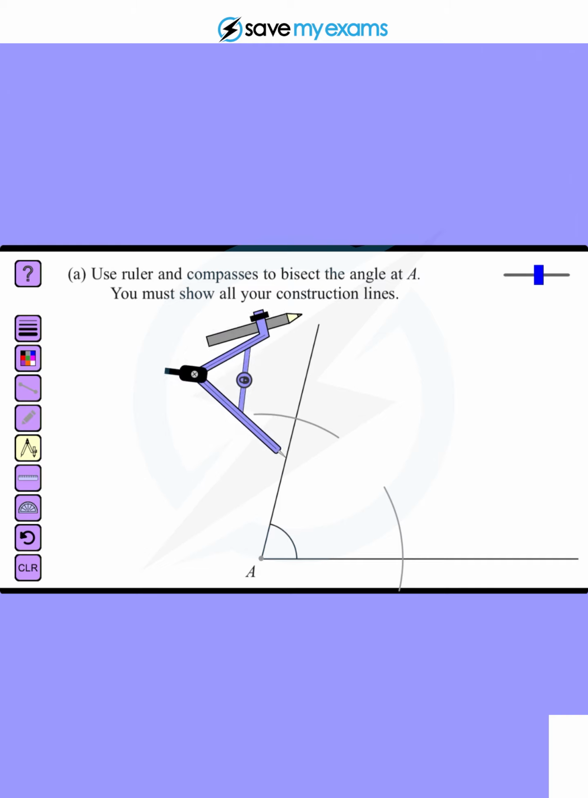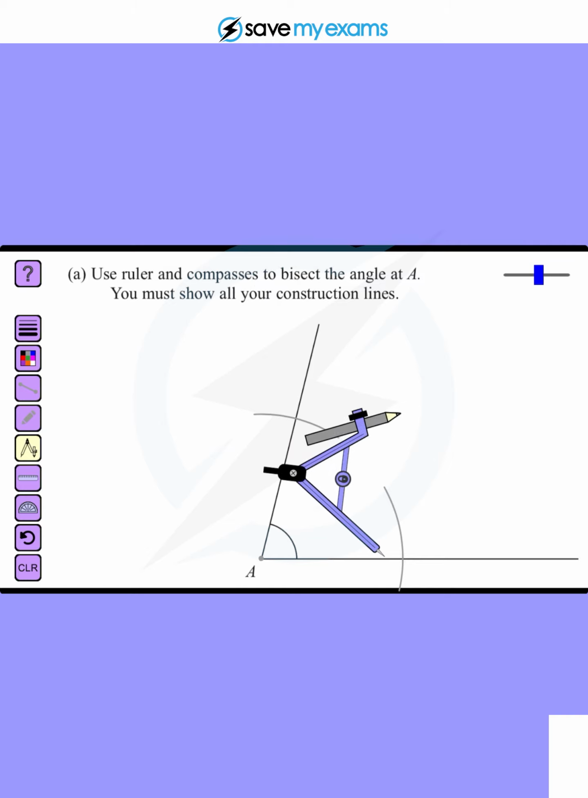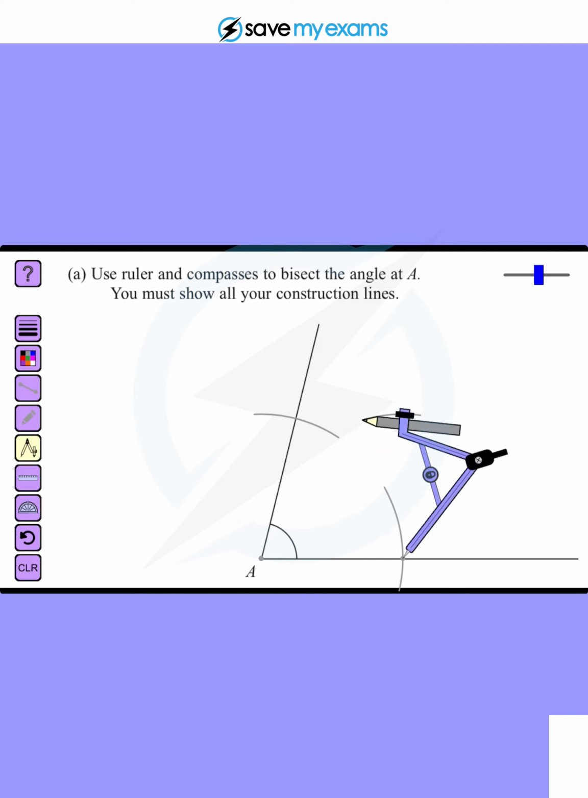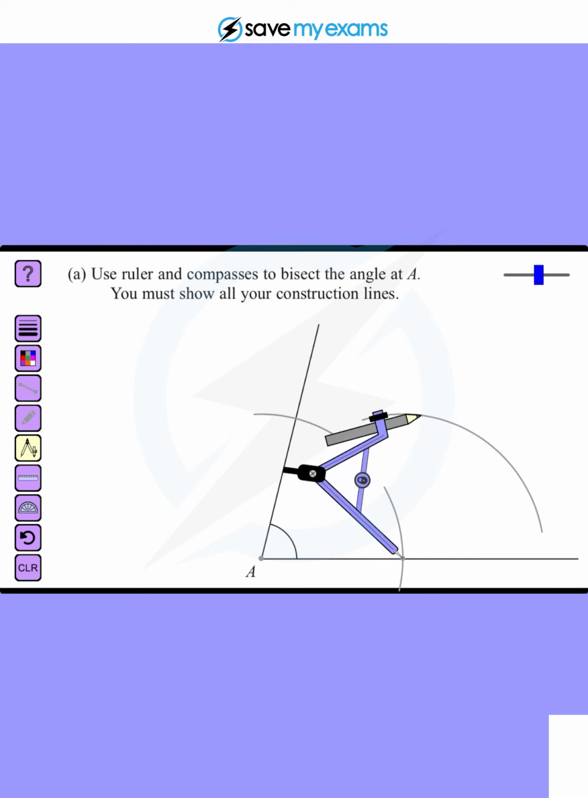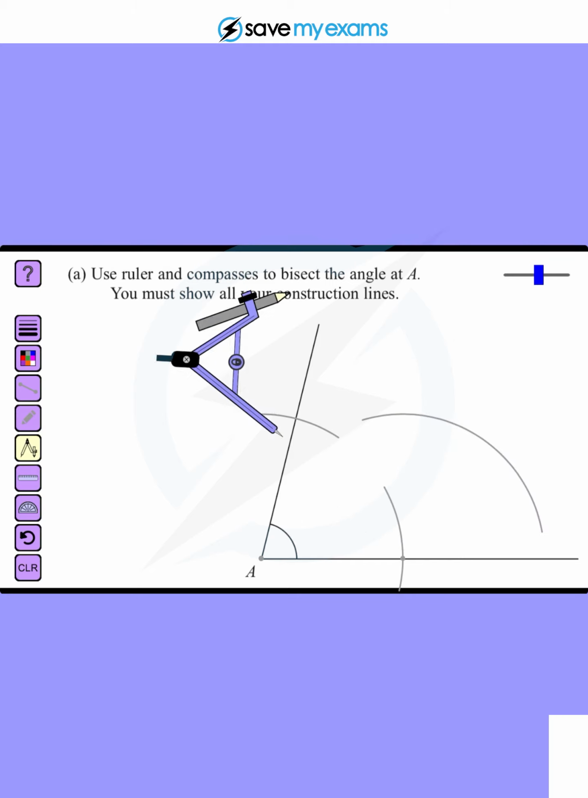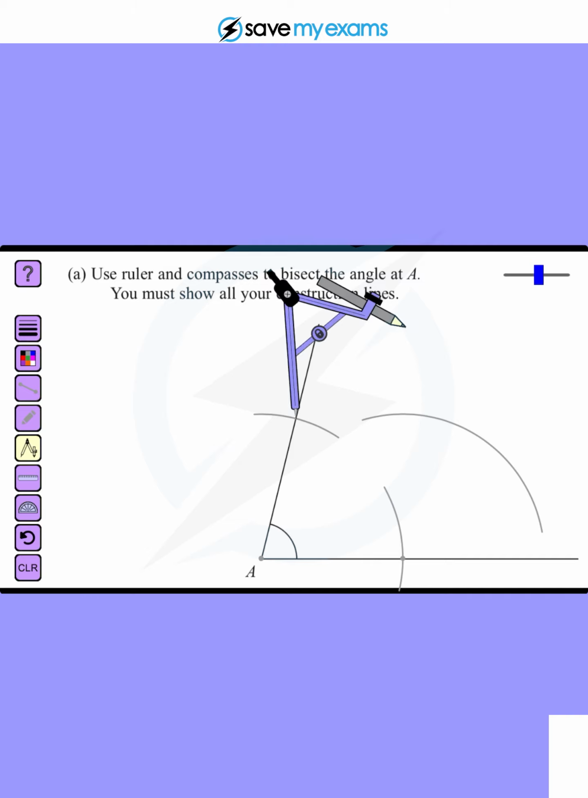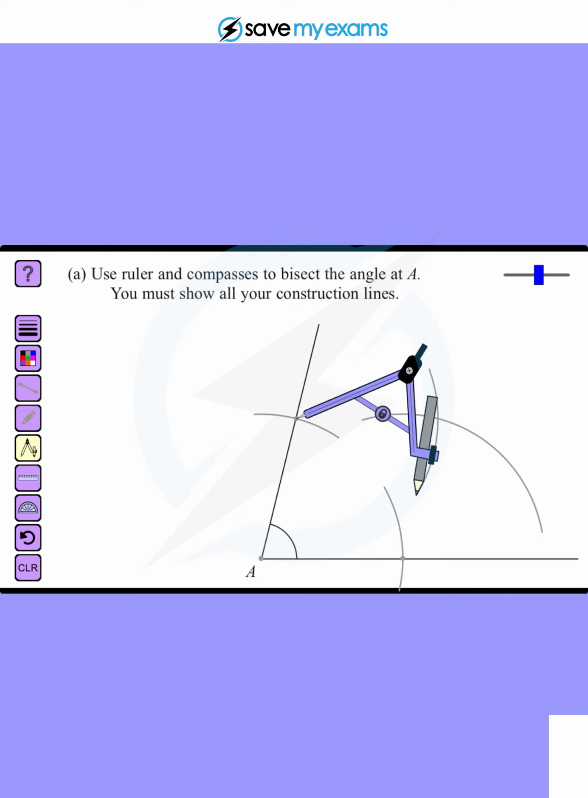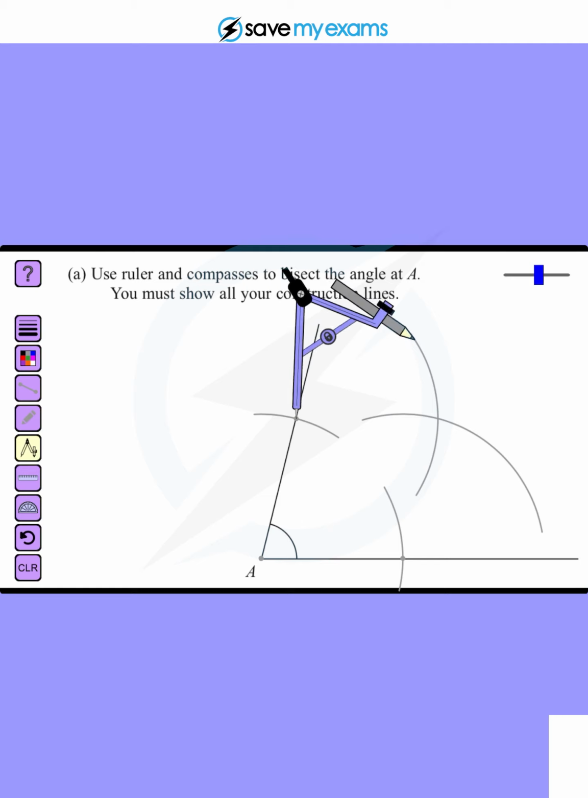Now what I'm going to do is move my compasses up to one of the points of intersection. Let's do this one first. Don't know why I've chosen that one, I just did. And I'm going to draw an arc somewhere in the middle. Okay, like this. There we go. And then I'm going to move my compasses to the other point of intersection up here, and bring my pair of compasses down, and again draw an arc like this. Okay, there it is. And you'll notice that I've done it so that those two arcs cross.